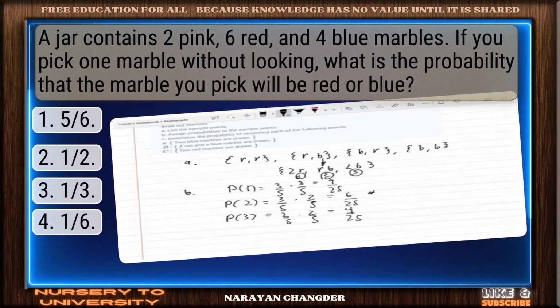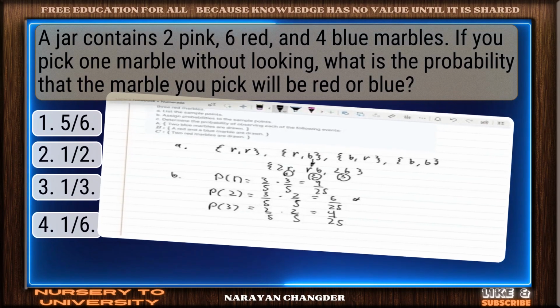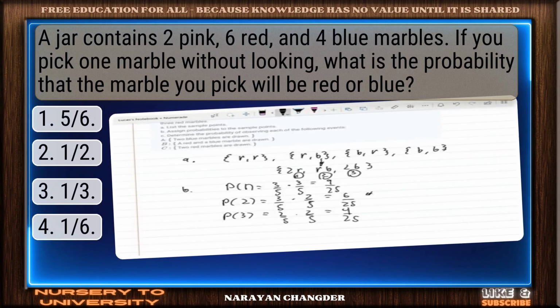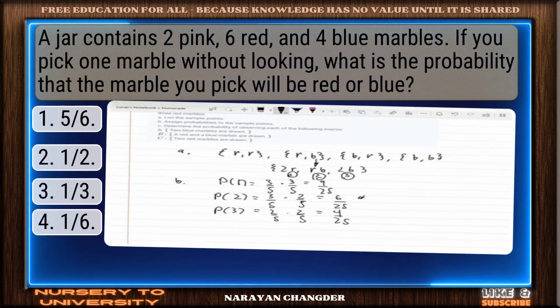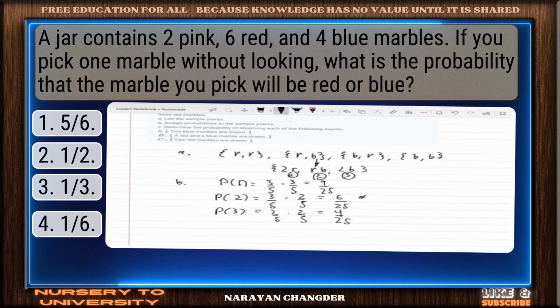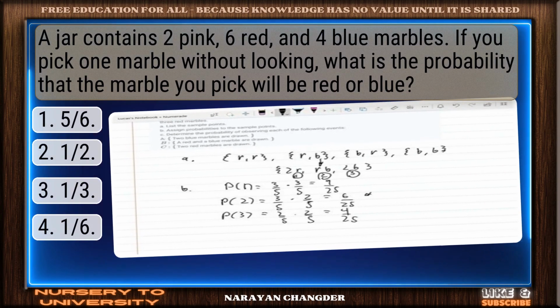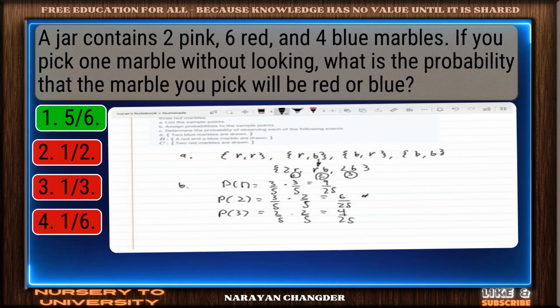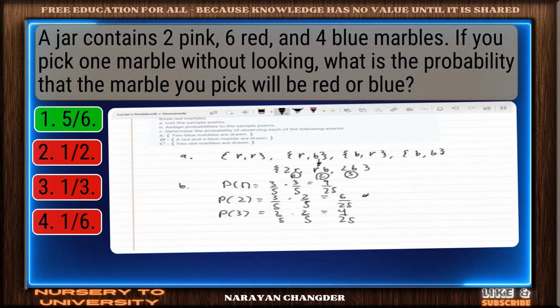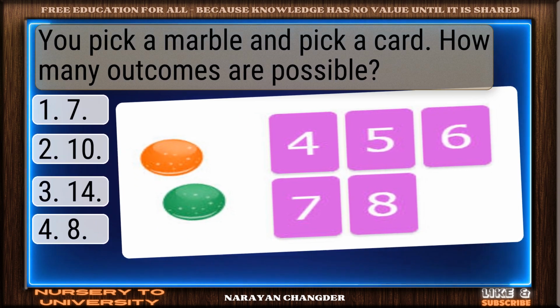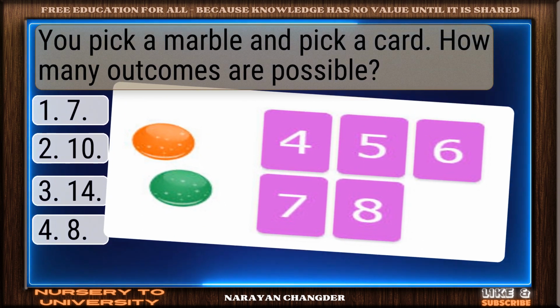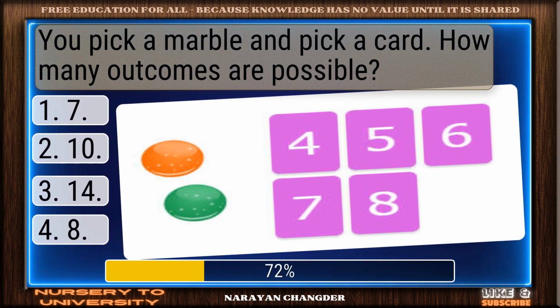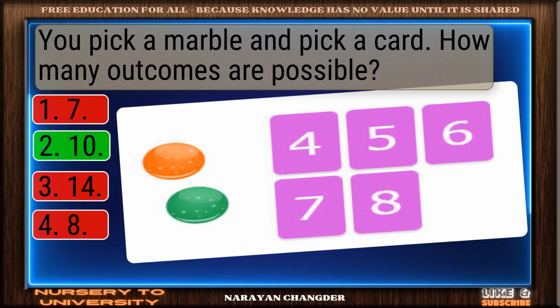A jar contains 2 pink, 6 red, and 4 blue marbles. If you pick one marble without looking, what is the probability that the marble you pick will be red or blue? On track, 10/12 is correct. You pick a marble and pick a card. How many outcomes are possible? You got it. 10 fits.